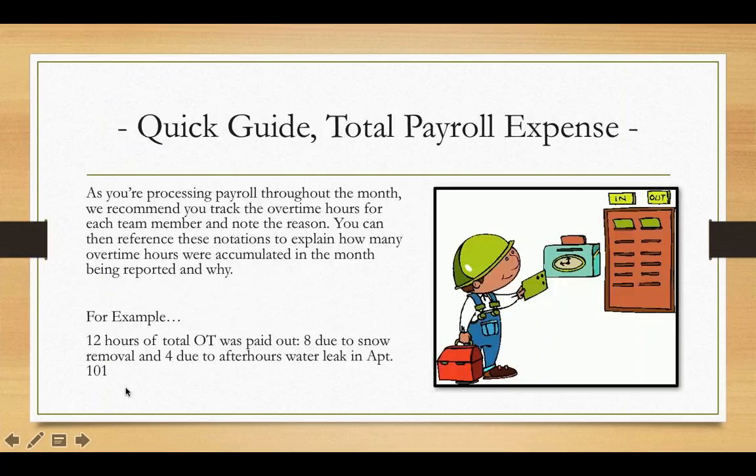So in this example, 12 hours of total overtime was paid out. 8 hours were due to snow removal. 4 were due to an after-hours leak in apartment 101. That's a great explanation. It could even be simplified further, okay? So we don't necessarily need to know who those overtime hours are applicable to.